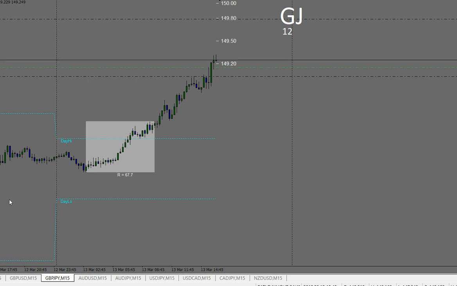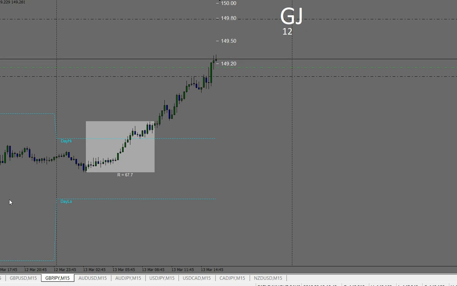CJ I punched out as the Canadian dollar Japanese yen for minus 4 pips. Australian dollar Japanese yen, minus 7 pips. And the Australian dollar US dollar minus 2 pips. So I was down 33 pips.